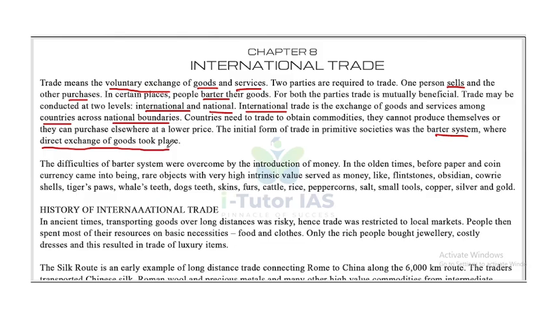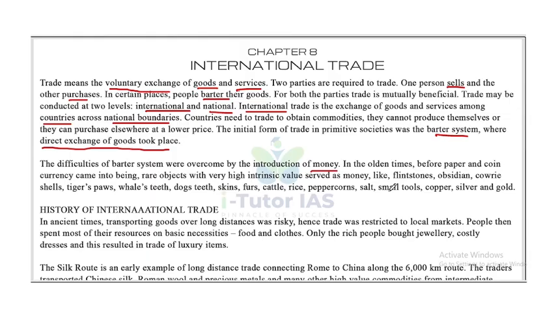Now, the difficulties of the barter system were overcome by the introduction of money. In olden times, before paper and coin currency came into being, rare objects with a very high intrinsic value served as money, like flintstones, obsidians, cowrie shells, tiger's paws, whale's teeth, dog's teeth, skins, furs, cattle, rice, peppercorns, salt, small tools, copper, silver, and gold. So before money was introduced, people used these things for the exchange of commodities.